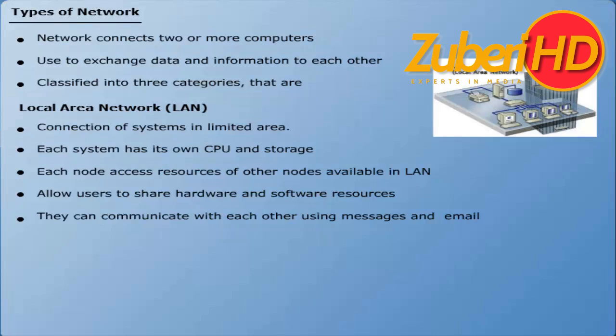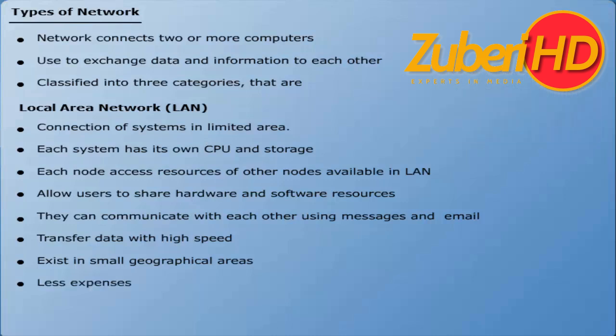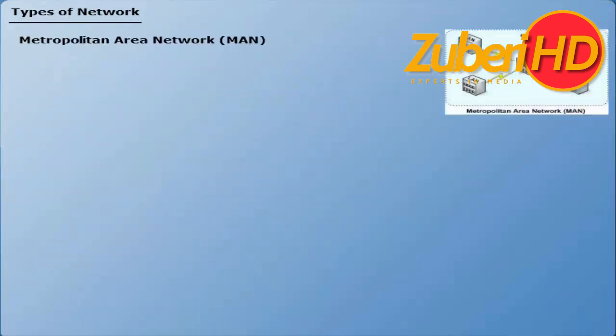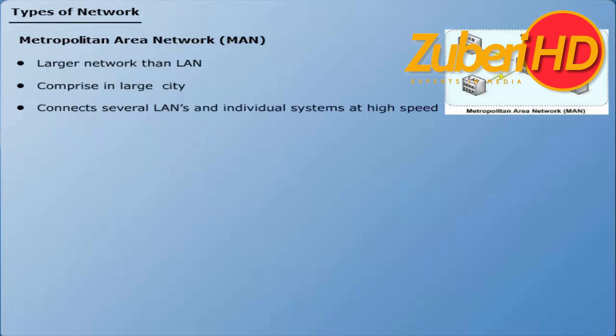LANs are characterized by the following properties. Number 1, they transfer data with a very high speed. Number 2, they exist in a small geographical area. Number 3, the LAN technology is less expensive. Metropolitan Area Network, or MAN. A MAN, Metropolitan Area Network, is a larger network than LAN, comprising a large city or area. It can connect several nearby LANs to one another and individual systems at high speeds.